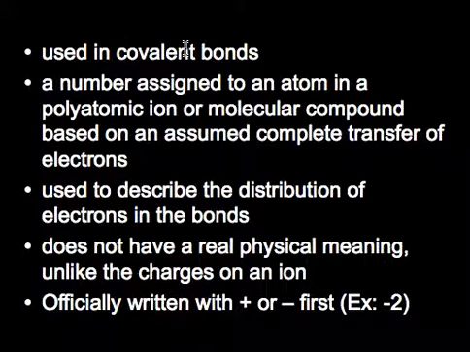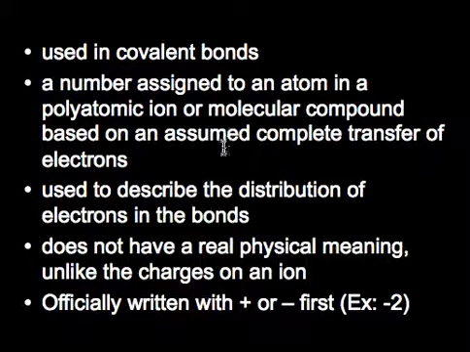It's using covalent bonds. It's assuming in an ion or molecular compound that there's a complete transfer of electrons. It's used to describe the distribution of electrons in the bonds. They don't have a real physical meaning, unlike the charges of an ion. And I know that you can read these, but I'm going to go through this in this amount of time, so I know about how much time you need. And it's officially written with the positive or negative first, and the example would be a -2, whereas a charge on an ion officially should be a 2- if that was its charge.